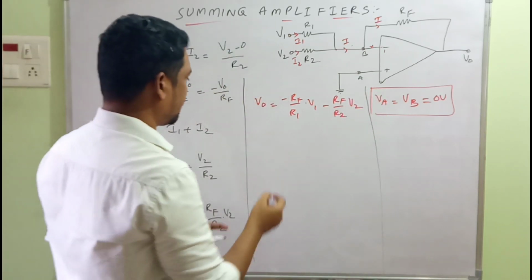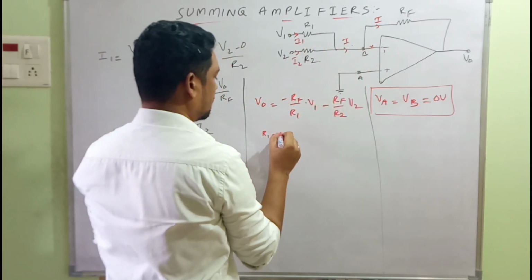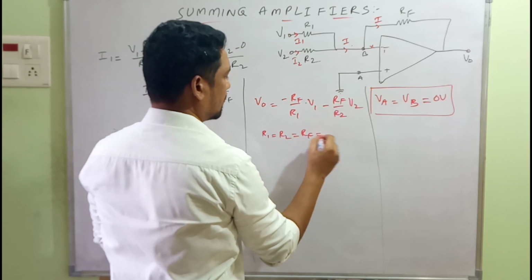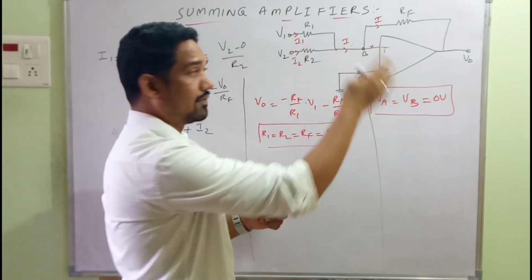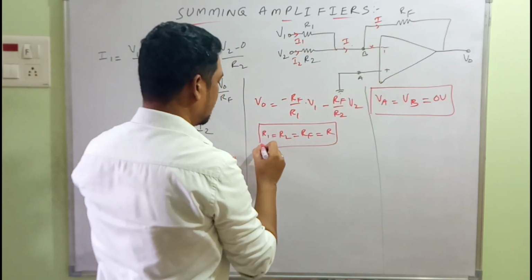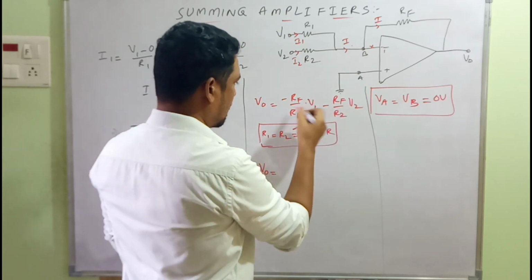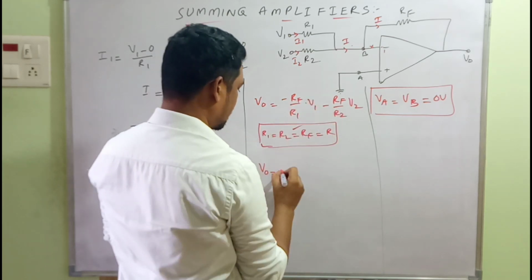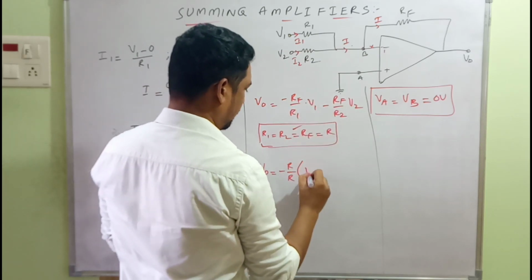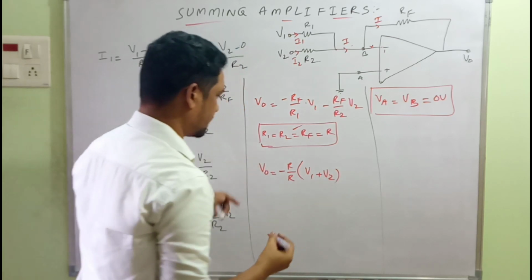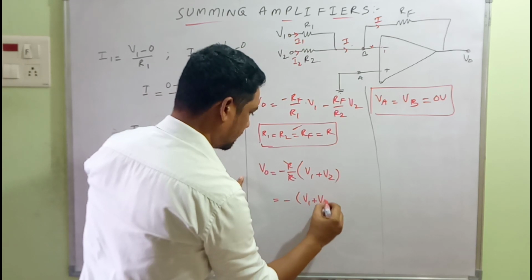In this case, guys, what if we take the values in such a way that R1 equal to R2 equal to RF, all the values being equal, 1k, 1k, 1k, 10k, 10k, 10k, etc, the resistances of all the values. So finally, in this case, V0 will be equal to, the negative also comes out, R by R into V1 plus V2, isn't it? So this gets cancelled and we are left with minus V1 plus V2.